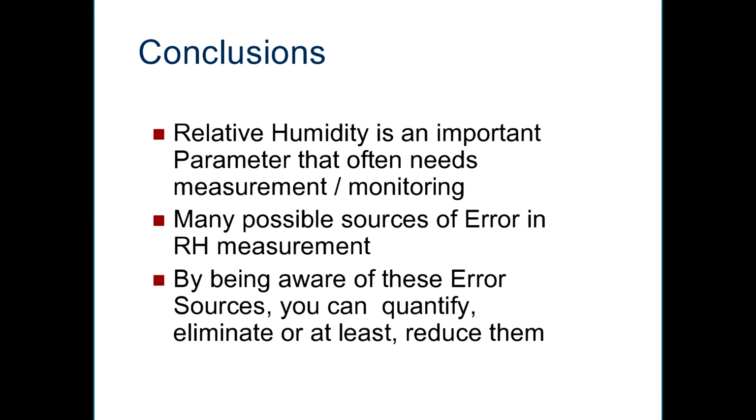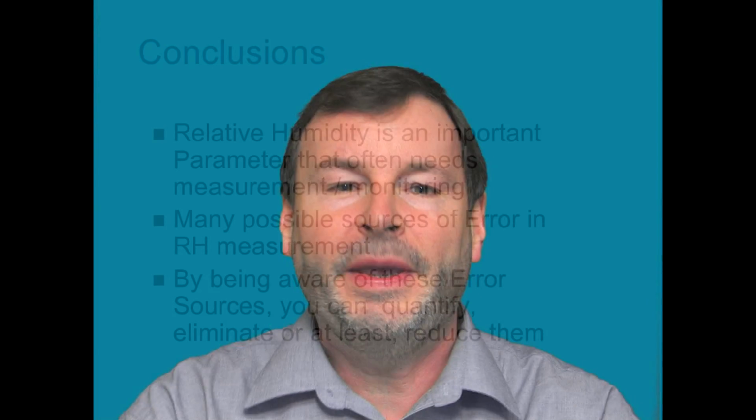So in conclusion, relative humidity is an important parameter because it can affect many materials and processes, and it often needs to be measured and monitored. There are many possible sources of error in relative humidity measurement. By being aware of these error sources, hopefully you can quantify them, and if not eliminate them, at least reduce them.